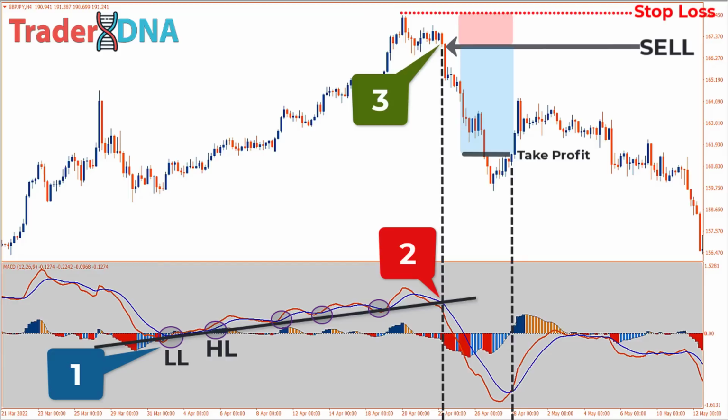This strategy works really well, but it's important to follow the trading rules we discussed. Before opening a position, make sure the MACD line clearly shows a trend line. If it doesn't, it's best to skip this strategy. You can also explore other MACD strategies as an alternative.